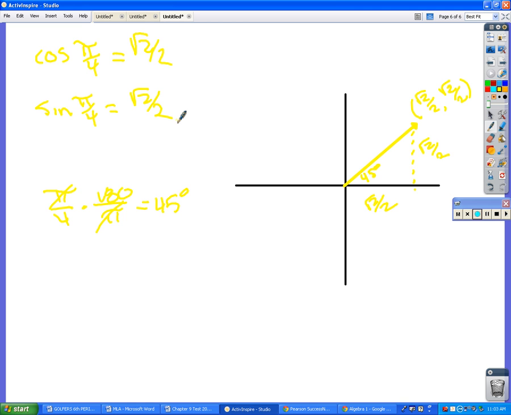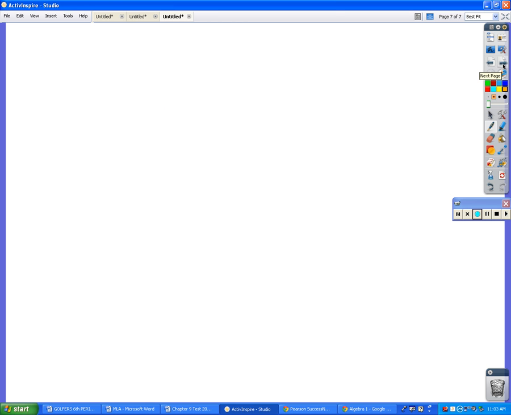How come you can't just put it in your calculator and use the cosine button? Because that will give you a decimal answer. It'll round it. It'll take the square root of 2, divide it by 2, and figure out what it is. But we want exact answers.